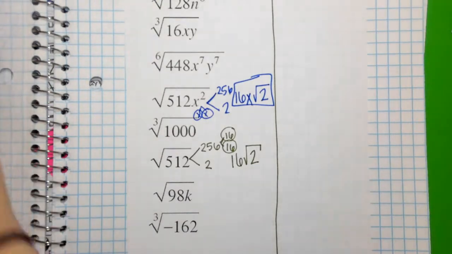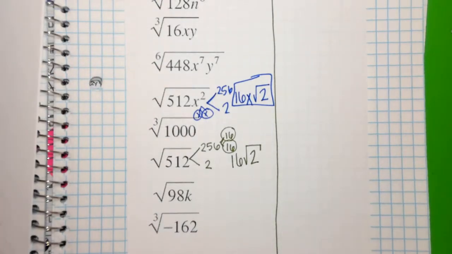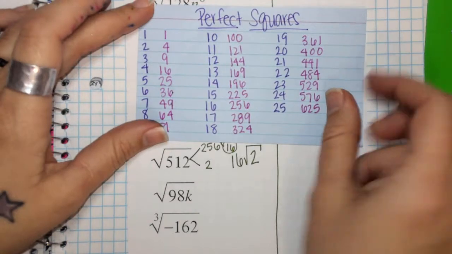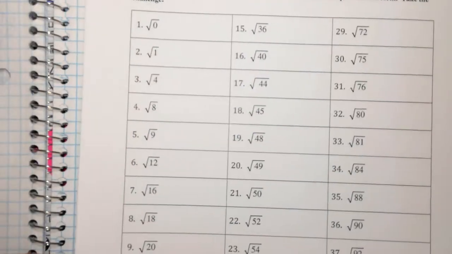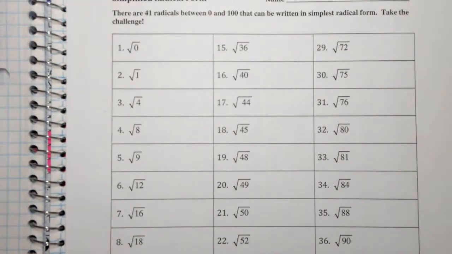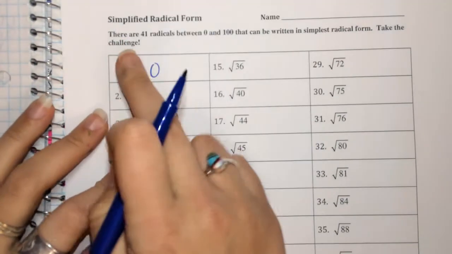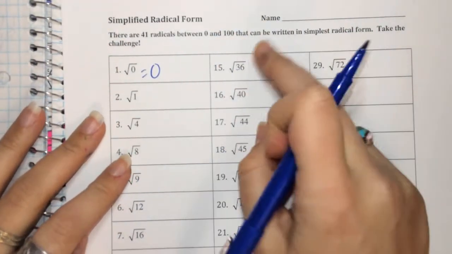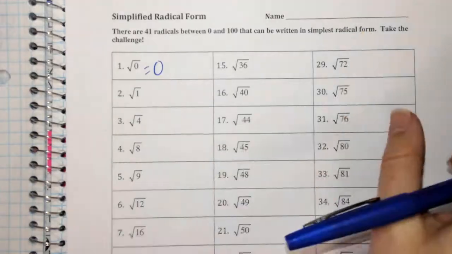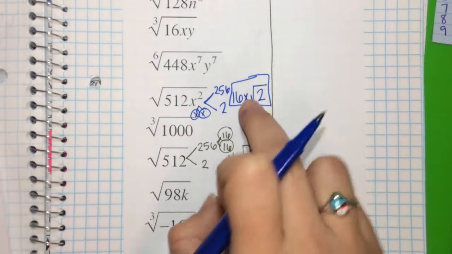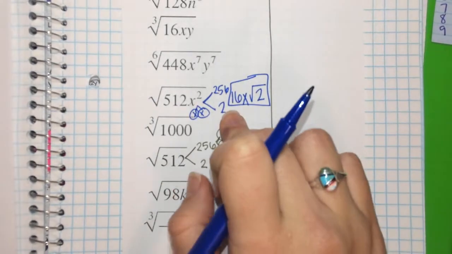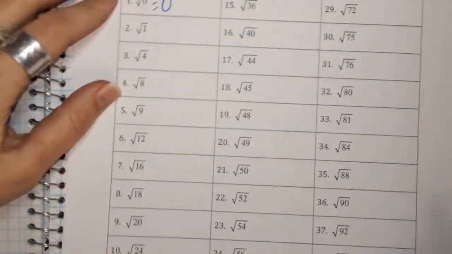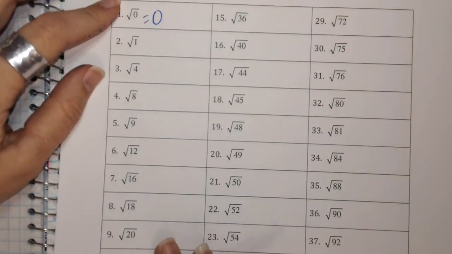Now, if you have lost your perfect square card, I suggest making a new one so that you can just whip your perfect square card out and use it. Now, let's look at our list. What is the square root of 0? Now, the directions say that there are 41 radicals between 0 and 100 that can be written in simplest radical form. That's what we're learning, simplest radical form. So all I have to do is write this answer. This is what we're doing.